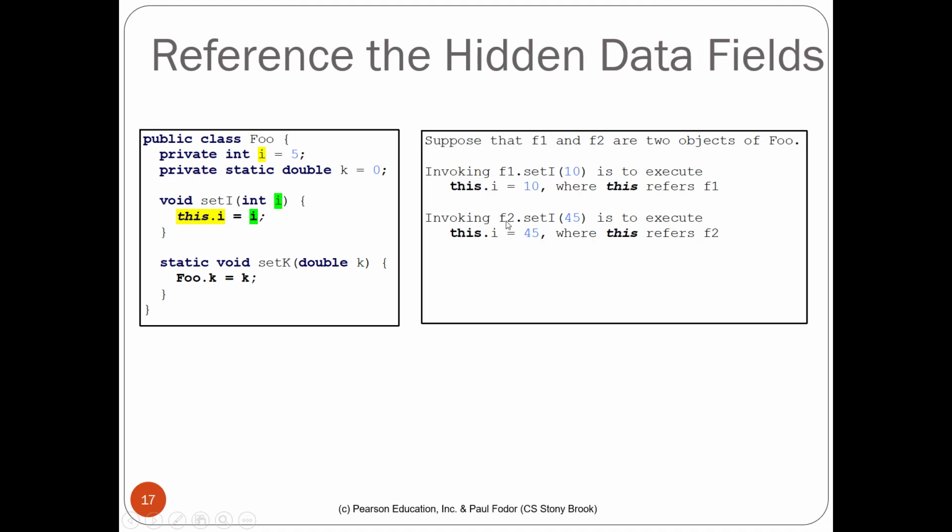But if you invoke set I, which is set I 45, using a different object, f2, then the keyword this will refer to f2, not f1. Why f2? Because f2 is invoking set I. Here f1 was invoking set I, so this refers to f1. Here it's the same, and this refers to f2. So this will refer to whichever object is invoking the method. Very important, so please make sure that you understand this. Great.